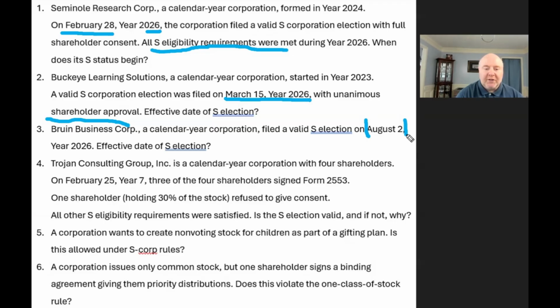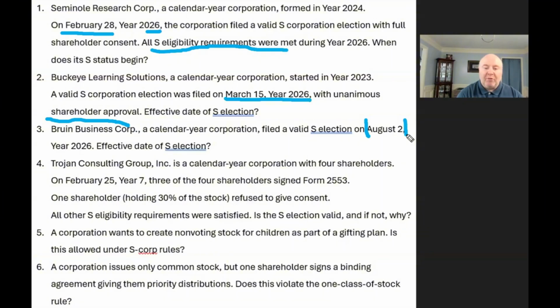Number 4, Trojan Consulting Group is a calendar year corporation with 4 shareholders. On February 25th, 2027, 3 of our 4 shareholders signed a Form 2553. One shareholder holding 30% of the stock refused to give consent. All other eligibility requirements were satisfied. Is this valid or not? All right. This one's different, right? Because now we're looking at the requirements to actually form the S corporation. And we need unanimous consent. We don't have unanimous consent.